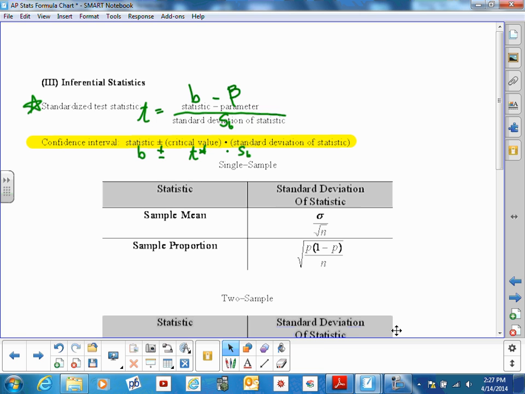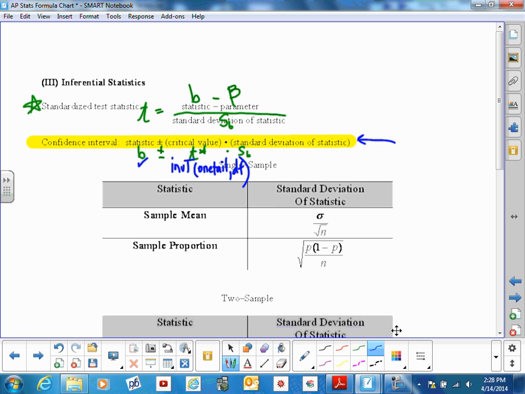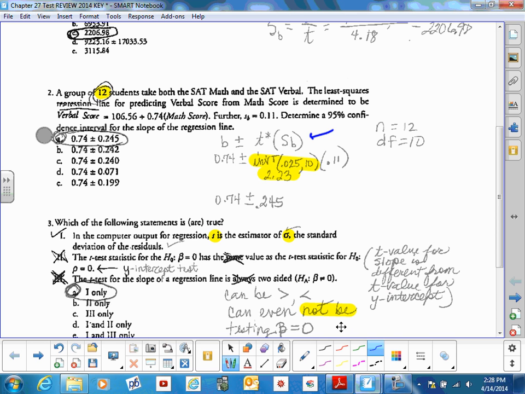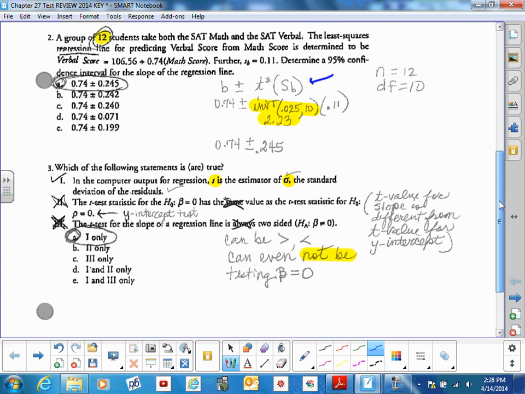If you look at the formula chart, it is right here in a generic form. So you've got to have your statistic, that's the sample slope, plus or minus your critical value, and you get that from inverse T of 1 minus the tail, comma, degrees of freedom. And then your standard deviation of the slope. All right. So you plug those things in, and that's how you get your answer there.